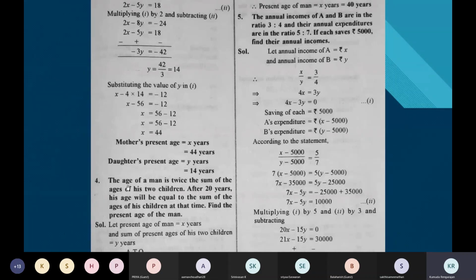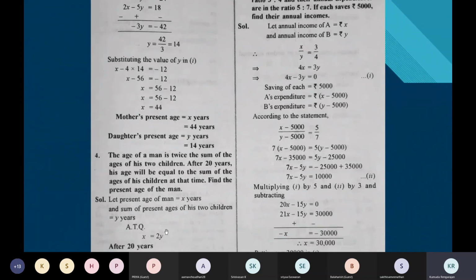Now what is given? Man's age is twice the sum of the ages of the two children. That is X is equal to 2Y. According to the question, X is equal to 2Y because here the man is two times the sum of the ages of his two children. So X is equal to 2Y.